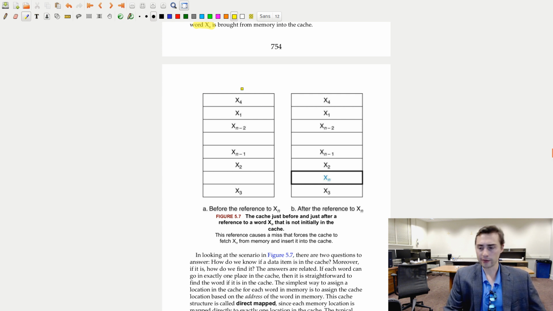So here we have our different accesses. We notice that x_4 does not exist in the cache, but in this case, we actually have open spots. So after we request it, we load x_n into the cache, and so it's now in our L1 cache, or if we have just a single cache, it's in our cache.